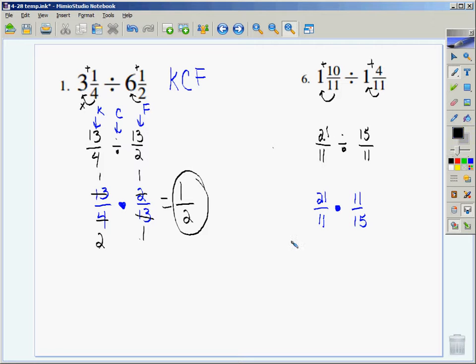What will happen when I'm looking here? What will happen to these 11s? They can cancel out. This will go into it once. This will go into it once. When I'm looking at it going this direction, is there a number that will go into both 15 and 21? 3. So I'm dividing this by 3. I'm dividing this by 3. This would become 5. This would become 7.